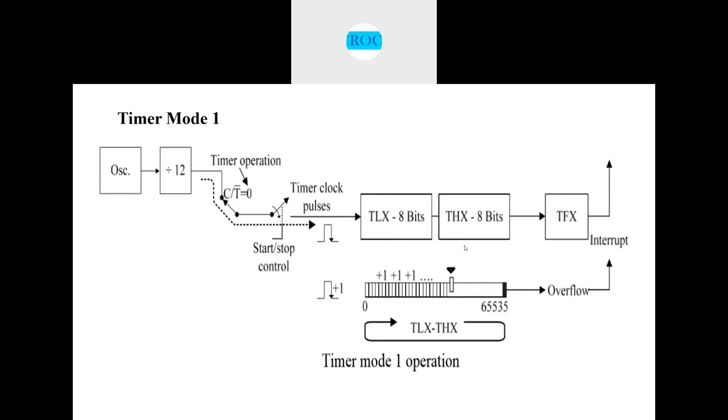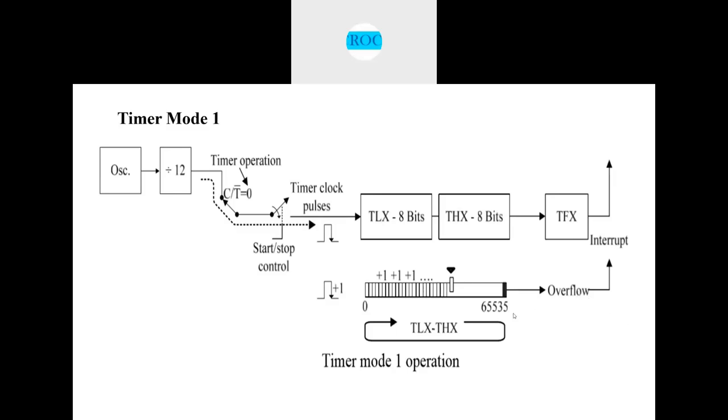0000H to FFFFH. You can see in the diagram, as the number of clock pulses to the timer keeps on increasing, it keeps on receiving the clock pulses, and the counter will increase its value from 0 to 1, 2, 3, 4, 5. It will count to a maximum of 65535.